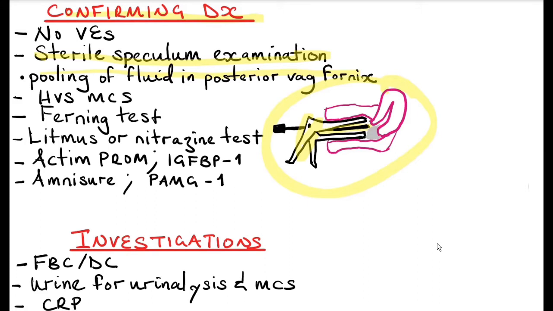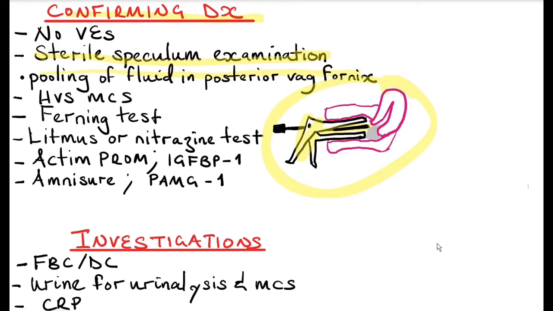Ask the patient to cough. This is a Valsalva maneuver. You might see fluid coming out of the cervix. Now, you should note the color, the smell, and the consistency of the fluid. And also make sure you rule out a cord prolapse. You might have a cord that is protruding outside the cervix.